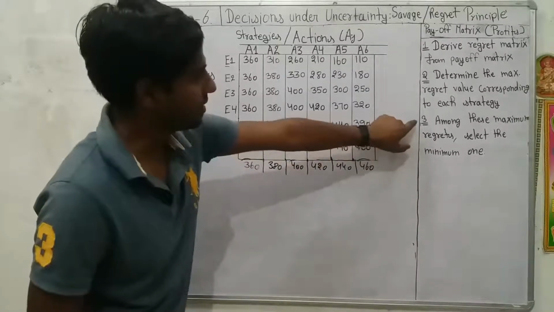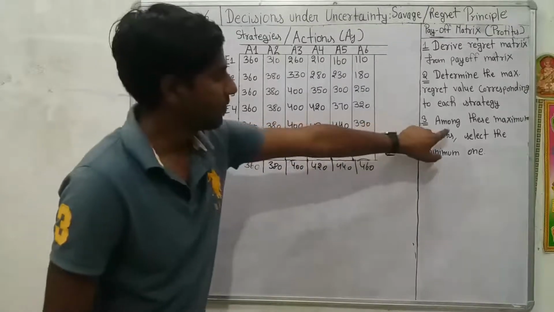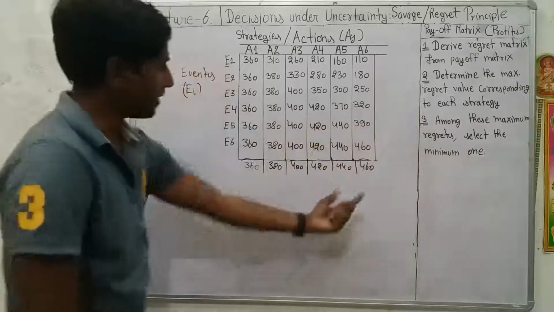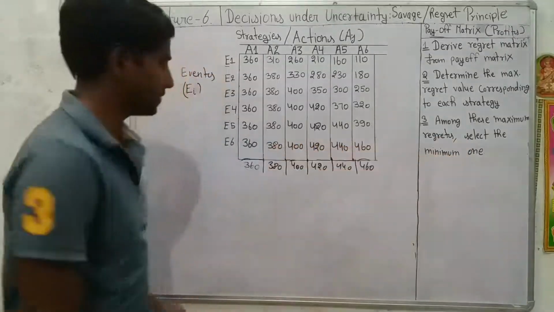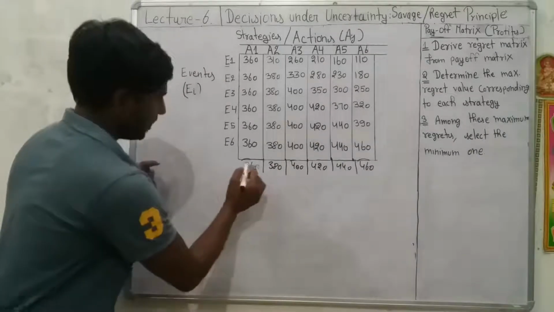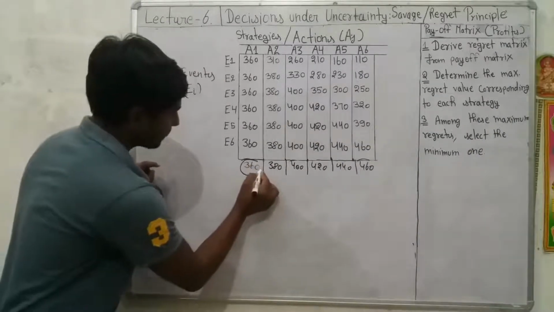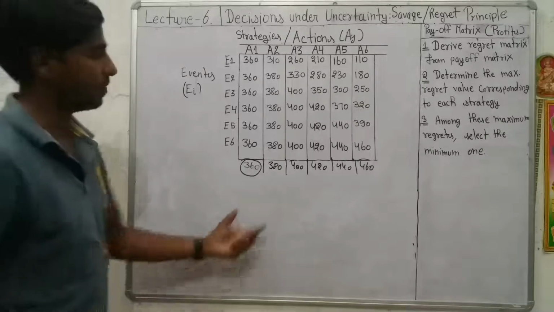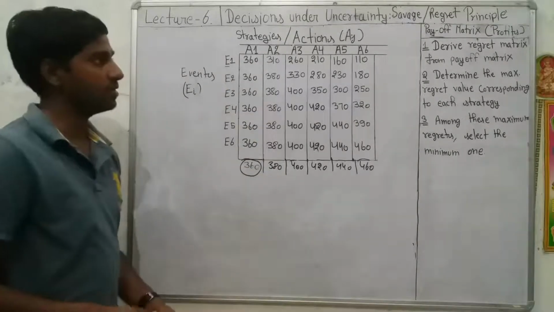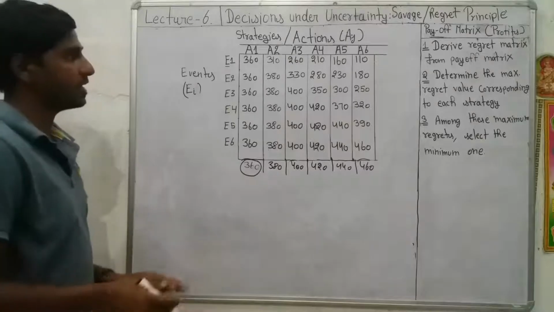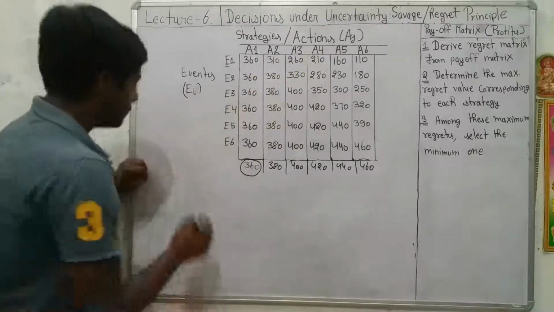Now in step 3, among these maximum regrets, select the minimum one. So the minimum is 360 out of these maximum regrets. So according to the Savage principle, the optimal strategy for the company would be A1.